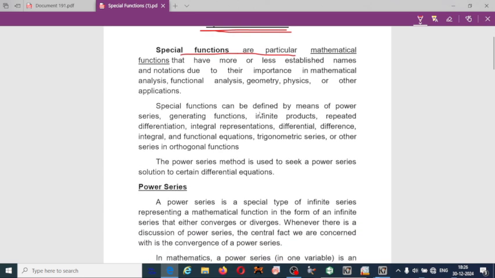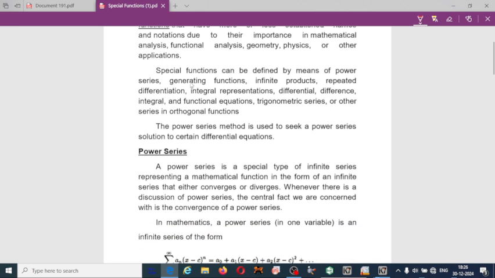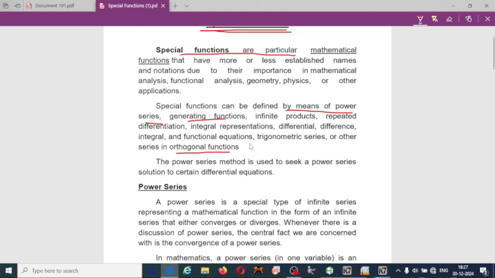So special functions, if you take Bessel, Laguerre, Legendre or Hermite polynomials, they consist of power series solutions, okay, and generating functions, and also recurrence relations, and they may consist of orthogonal functions. Okay, we can discuss them in detail in the next class.